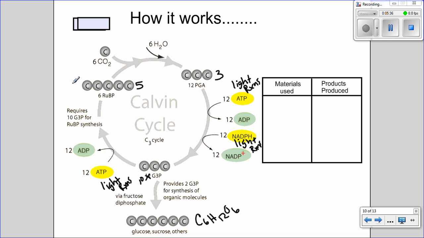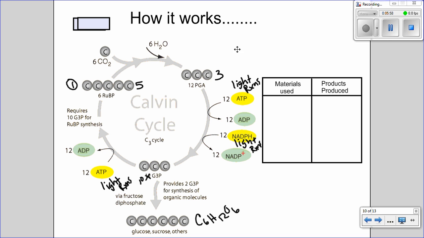Again, this is a cycle because the first step in the cycle is having an RUBP molecule, and then by the end of the cycle you regain your RUBP molecule so that it can then take carbon dioxide again and do the process over again. And this is never ending.